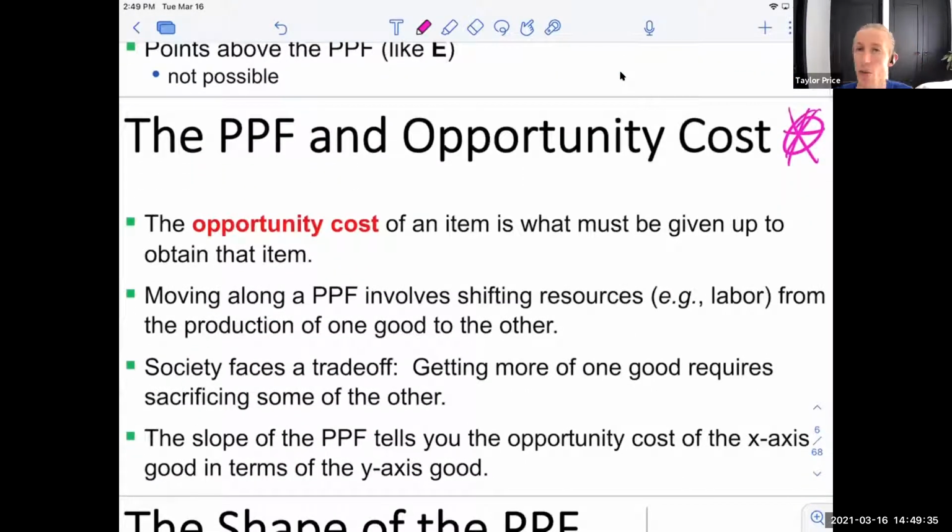Does anyone have any questions on the production possibility frontier or opportunity costs?